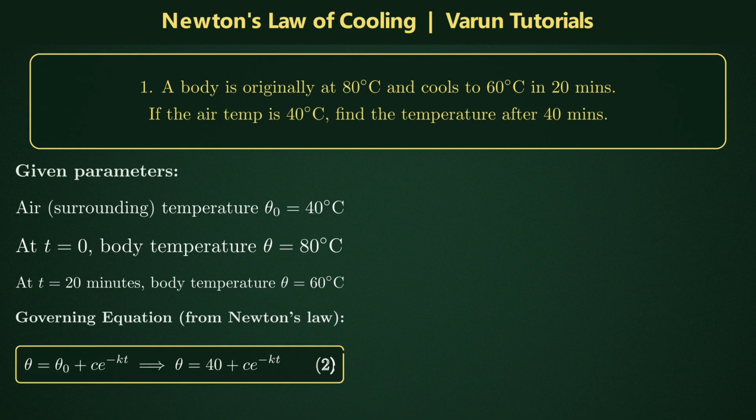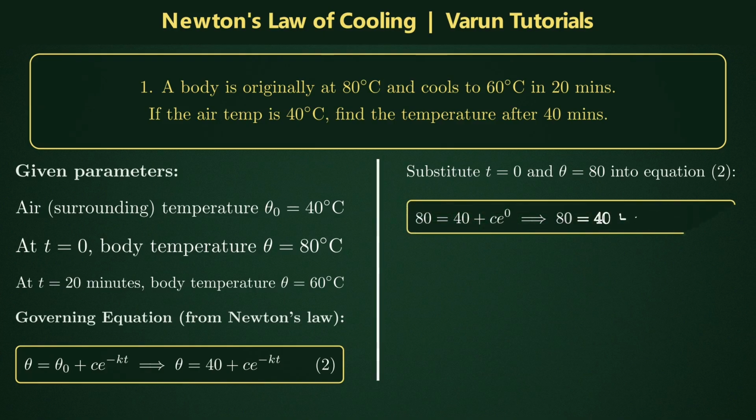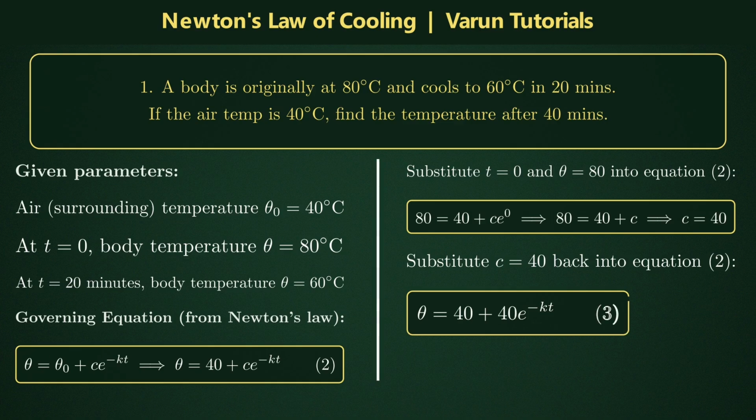We substitute our first set of boundary conditions, t equals 0, theta equals 80, to determine the constant c. This gives 80 equals 40 plus c times e to the power of 0. Since e to the 0 is 1, we get c equals 40. Next, we plug the value of c equals 40 back into our governing equation. This gives equation 3, theta equals 40 plus 40 times e to the power of minus kt.